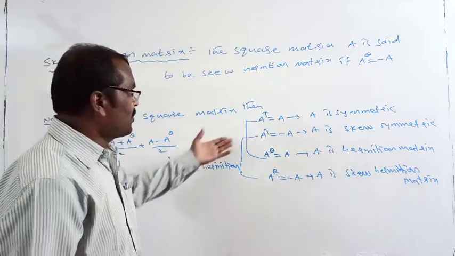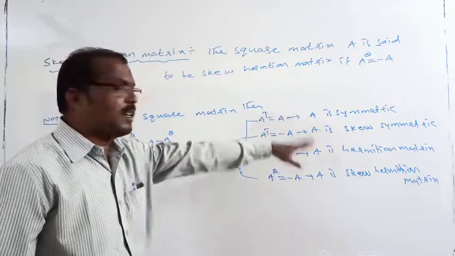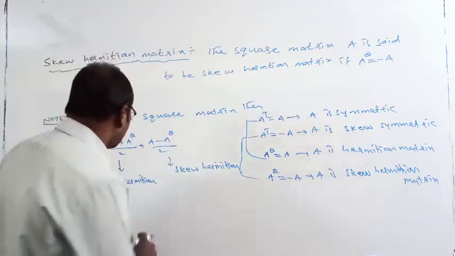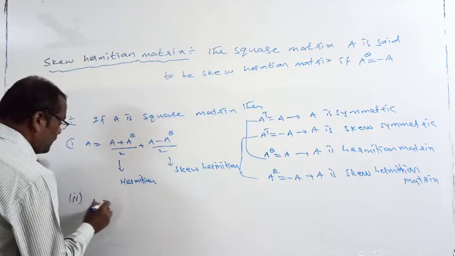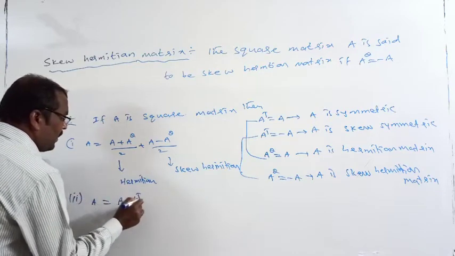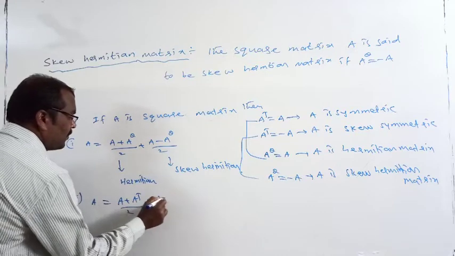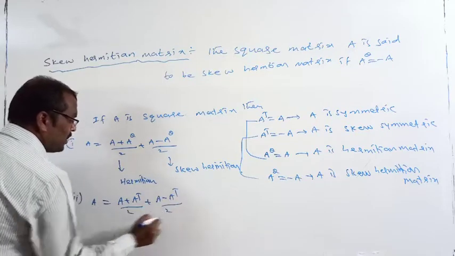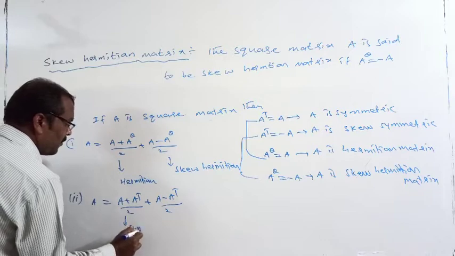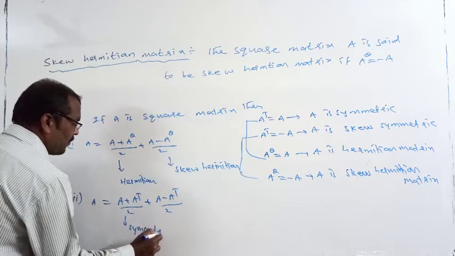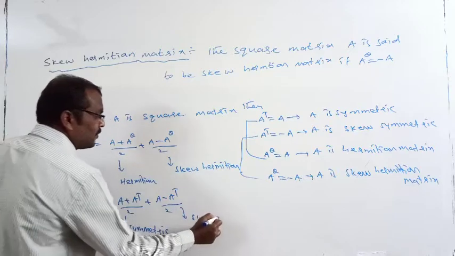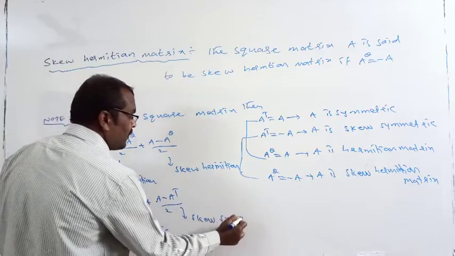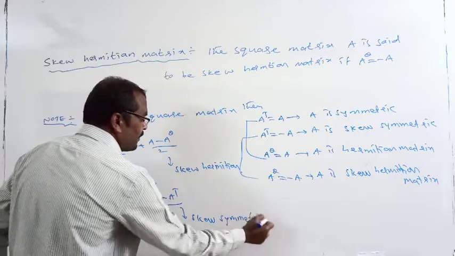Like we have one more statement. Sum of symmetric and skew symmetric is also there. So one more issue, A is equal to (A plus A transpose) by 2 plus (A minus A transpose) by 2. The first part is symmetric, and the second part is skew symmetric.